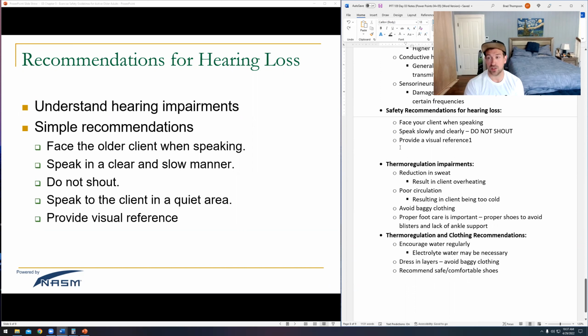Always face your client when speaking. It does help when someone can read your lips a little bit. It makes it easier to be clear. Speak slowly and clearly. You don't need to shout. You don't need to be louder. If anything, that can actually make it harder sometimes. You just need to be clear. And a lot of times, guys, just use a visual reference. Show your client what you're doing, give them a visual aid, demo for your client. You do that, it'll make it way easier for them to understand.